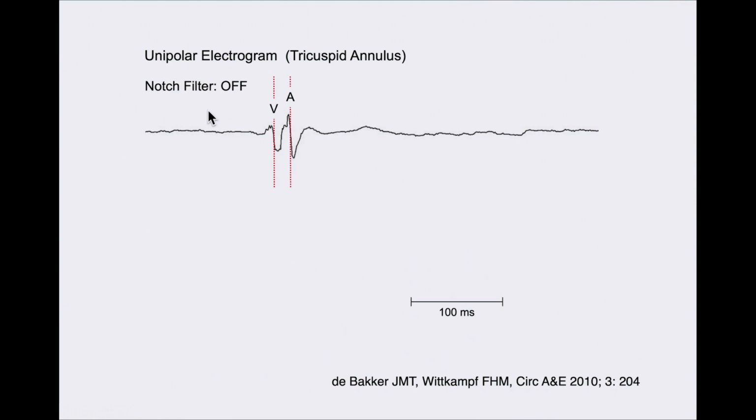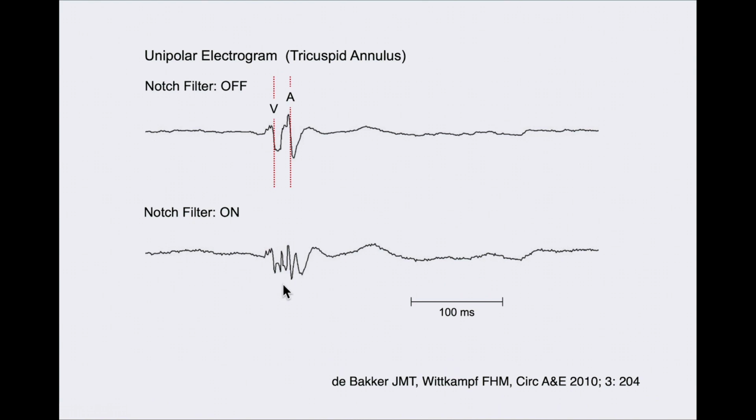And then they turned on the notch filter. When they applied the notch filter, the signal changes significantly. You can see that every little glitch becomes a potential. So if we were to look at timing, we might say, okay, this is going to be the timing of the ventricular electrogram, but where do you want to select for the atrial electrogram? It even altered the baseline. It took the little potentials in the baseline and made them quite large.